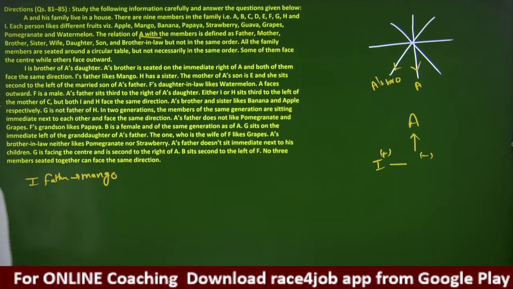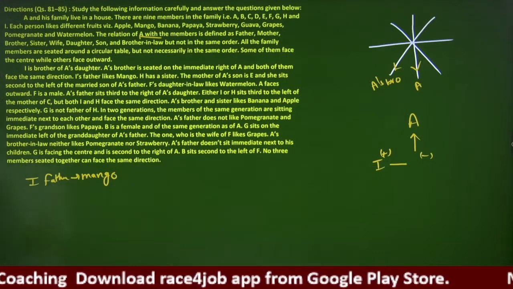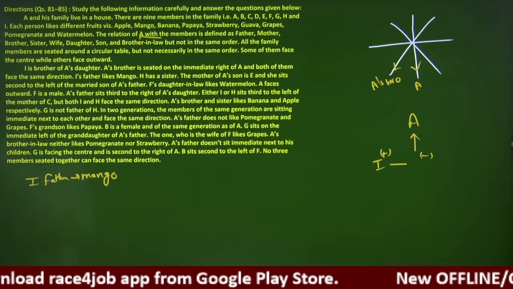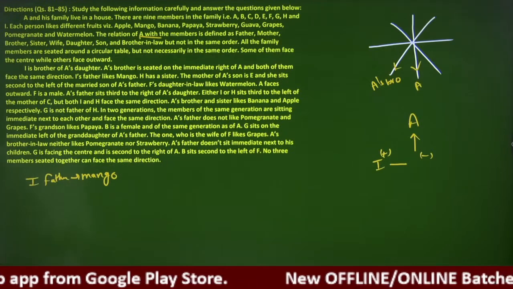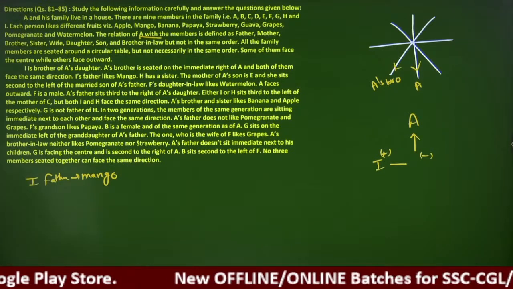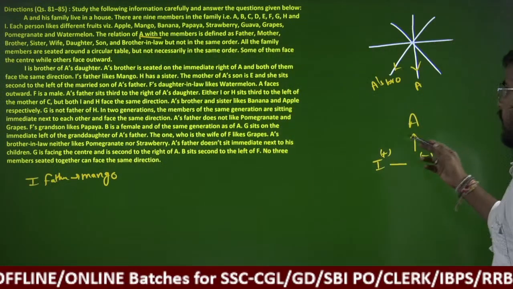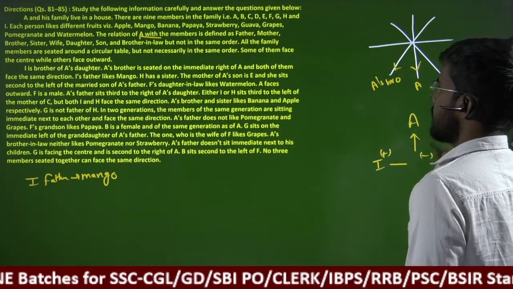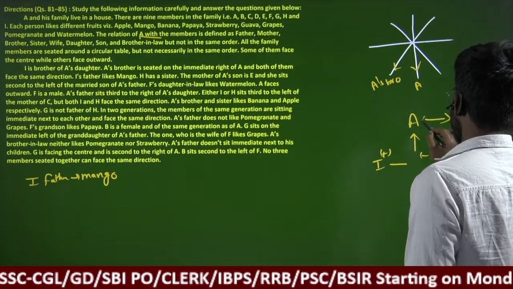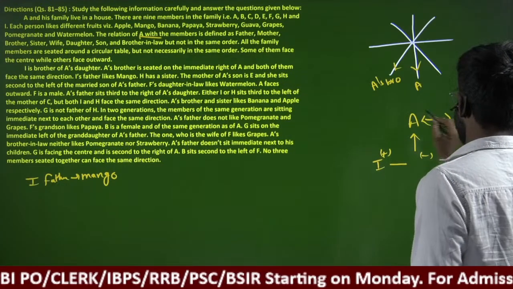Next data. H has a sister. Next. The mother of A's son is E. Who is the mother of A's son? E. What does that mean? A and E are in a husband and wife relation.